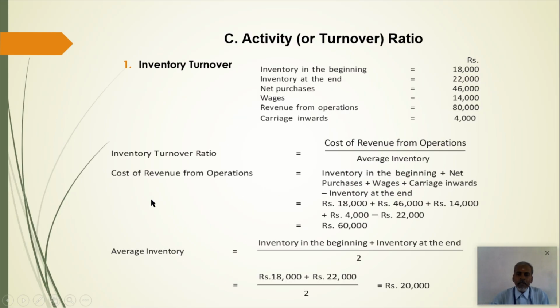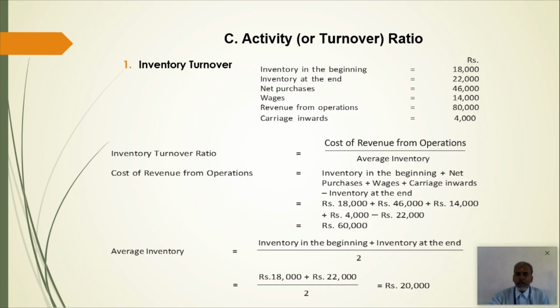Right, we'll discuss here one by one. We'll move to inventory turnover ratio. Here we have given in the example inventory in the beginning, inventory at the end, net purchases, wages, revenue from operations and carriage inwards. So let us know the ratio. Inventory turnover ratio is cost of revenue from operations, also called cost of sales or cost of goods sold, divided by average inventory.